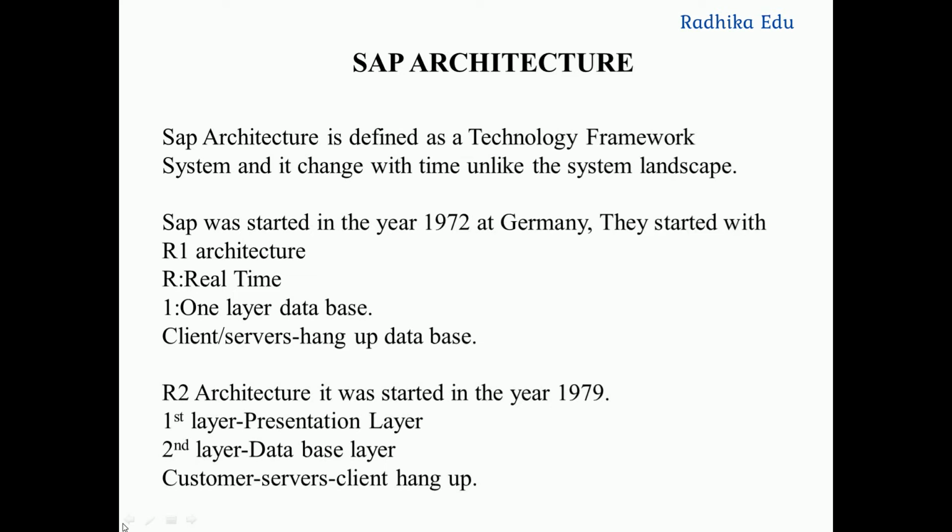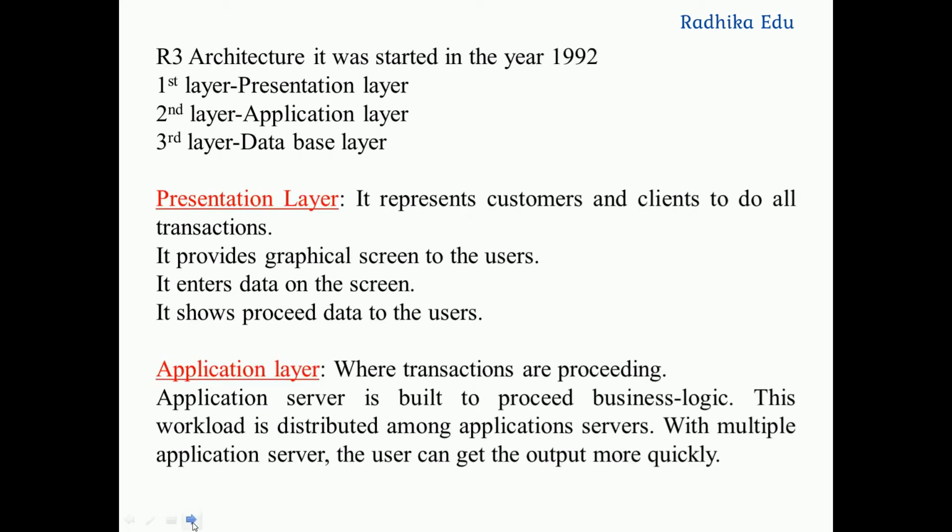R2 architecture. It was started in the year 1979. First layer is presentation layer, second layer is database layer, customer service client hang-up. R3 architecture. It was started in the year 1992. First layer is presentation layer, second layer is application layer, third layer is database layer.